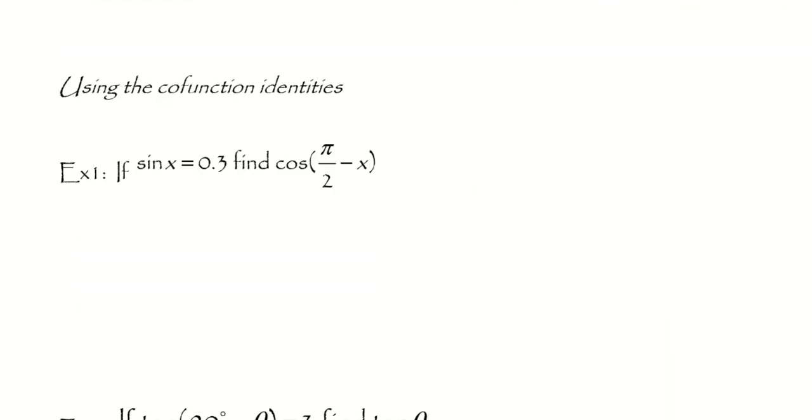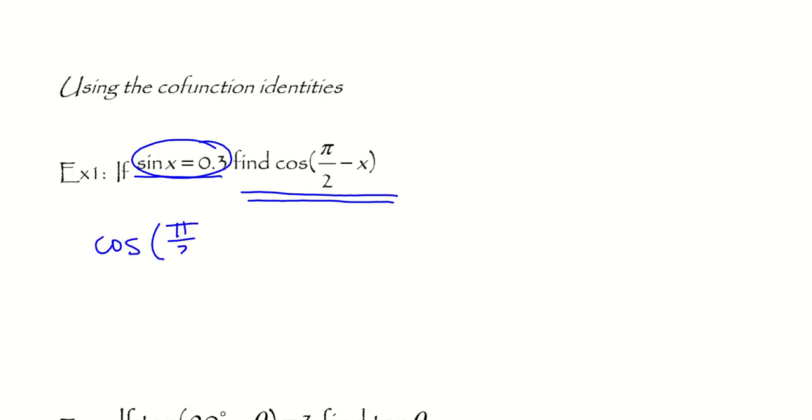All right, so let's look at using those cofunction identities. So we're going to do what we've done before with trig identities. We just have a new set. So we are given that the sine of x equals 0.3. That's given information. We're going to come back to that. Our job is to find the cosine of pi over 2 minus x. So that's what we're going to start with. We have the cosine of pi over 2 minus x.